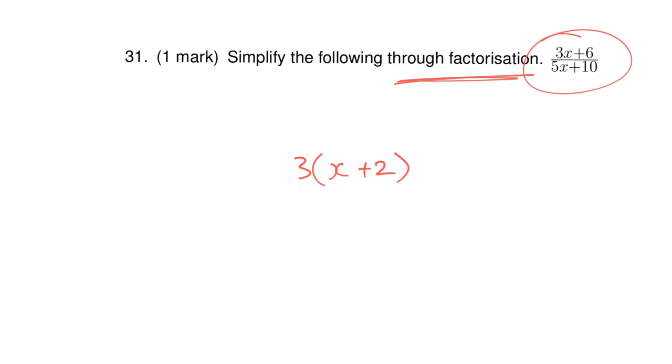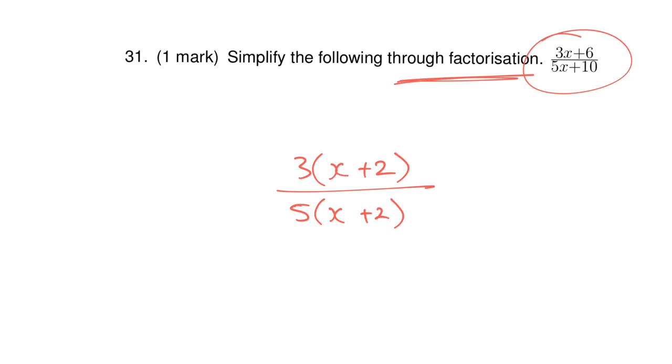I factorized the top. Let's do the same to the bottom. If I factorize the bottom, I actually get 5 outside of x plus 2, because my highest common factor is 5. 5 times x gives me 5x, and 5 times 2 gives me the 10. Now I notice something pretty funky.